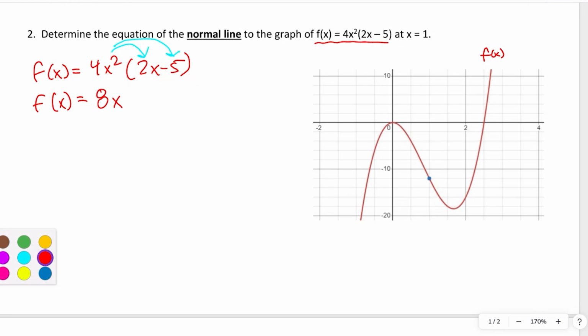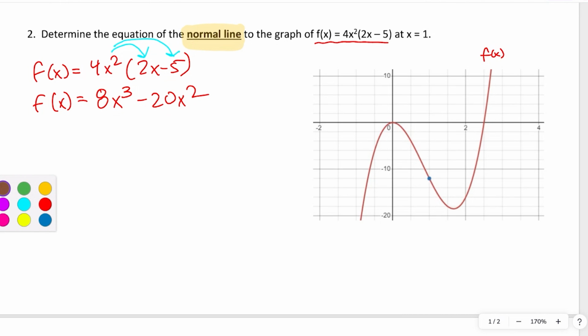So 8x to the third power minus 20x squared is going to be my f of x, and so that's the graph of that. What it's asking for is the equation of the normal line. So we need to know what normal line means. So the tangent line at x equals 1.